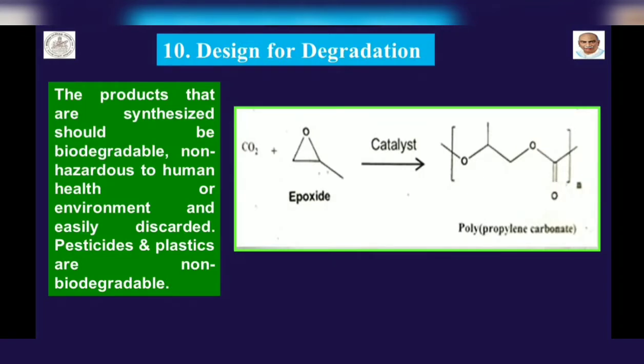Next, design for degradation. The products that are synthesized should be biodegradable, non-hazardous to human health or environment, and easily discarded. Pesticides and plastics are non-biodegradable. These pesticides tend to bioaccumulate in plants and animals. By green synthesis, it is possible to make biodegradable polymers and biopesticides. Example, polypropylene carbonate, which is a biodegradable polymer, can be synthesized as shown here. That is, carbon dioxide reacts with epoxide along with a catalyst to form polypropylene carbonate.